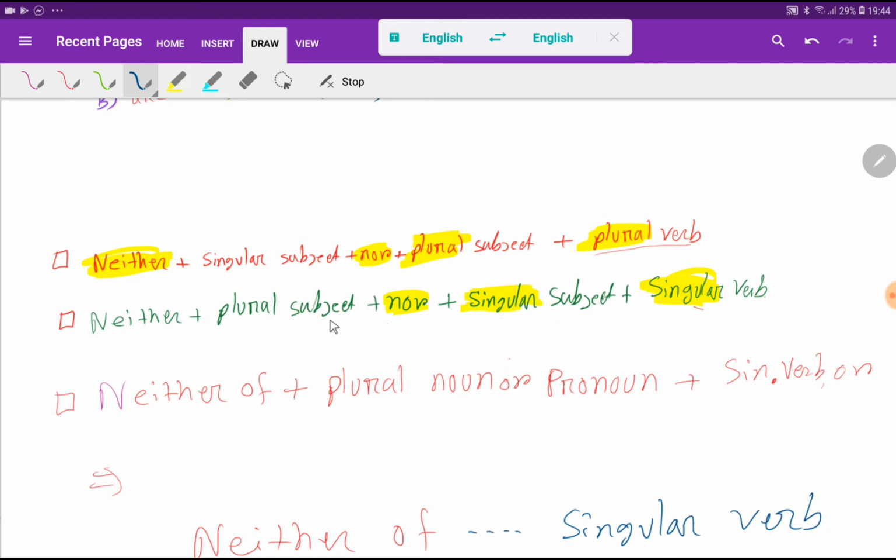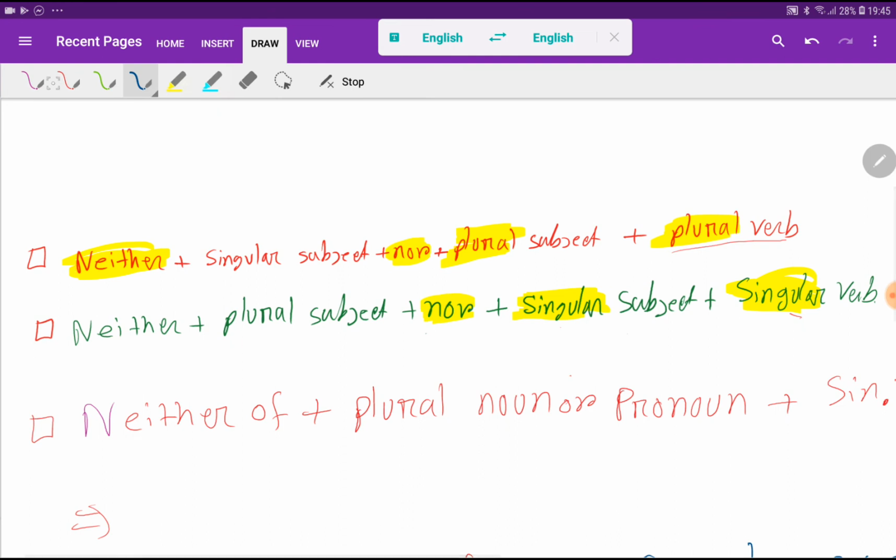Neither plus plural subject, then nor plus singular subject, then singular verb. That is, the form of the verb will be determined by the subject after nor. Singular subject, singular verb. Plural subject, plural verb. Look at here, neither plus singular subject, then nor, then plural subject, plural verb.